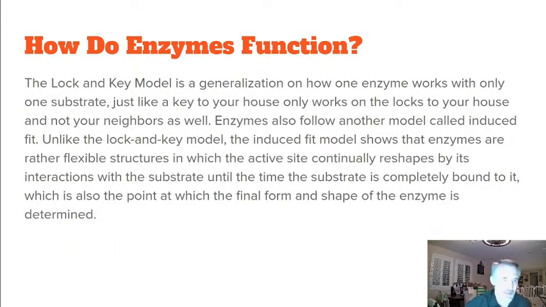So how do these enzymes function? You've got to think of there being two models. The most common one is called the lock and key model. The lock and key model is basically a generalization of how enzymes work with only one substrate. Just like a key to your house only works on locks in your house, right? And not your neighbor's house. So basically, if the shape is the correct shape, then the enzyme will do the job.